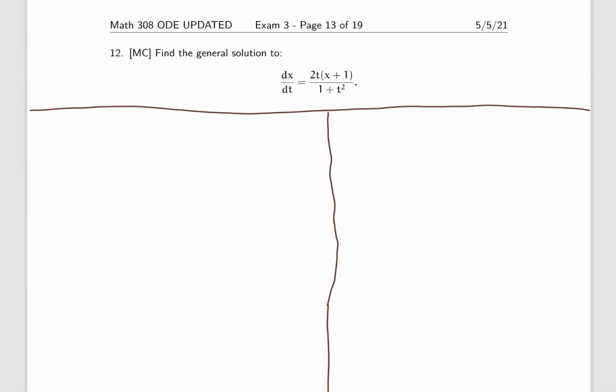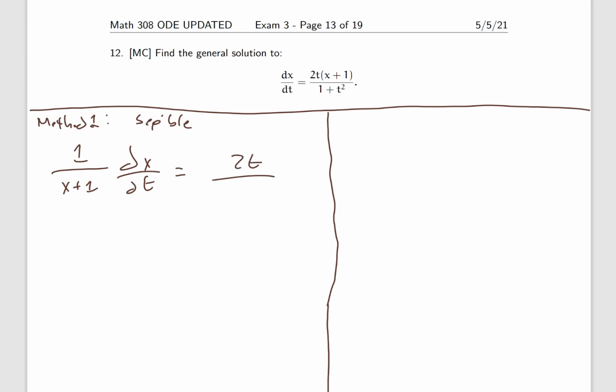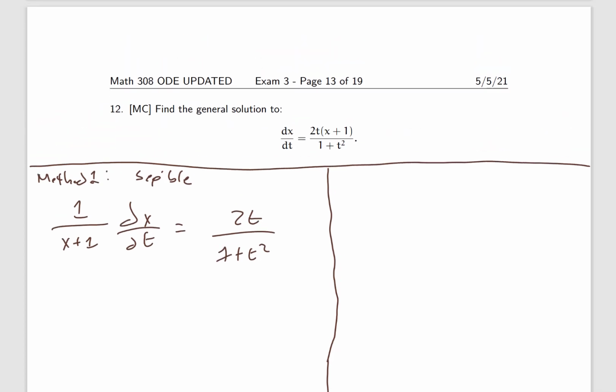Okay, so separable equation means you can move all of the x stuff to the left-hand side, with the dx dt, and everything else on the other side. Okay, so at first, method 1, separable. And at first, both methods you're going to have to rewrite it. In this method, we're going to rewrite this as 1 over x plus 1 dx dt equals 2t over 1 plus t squared. Now remember a little bit of theory with the separable equations.